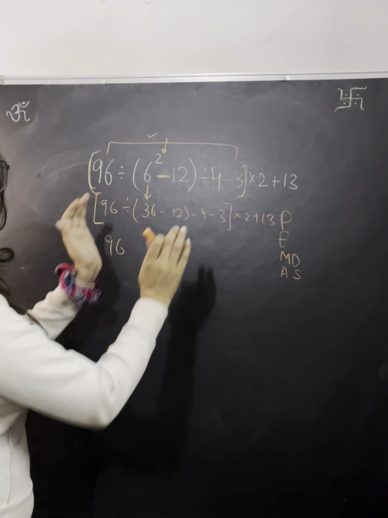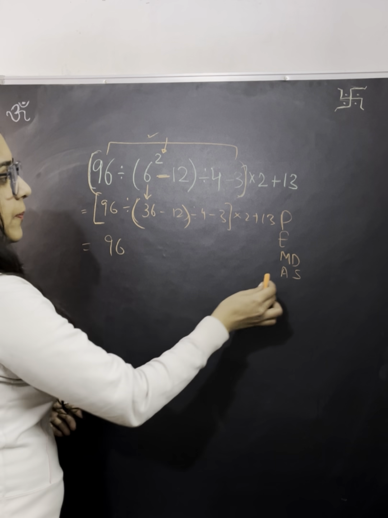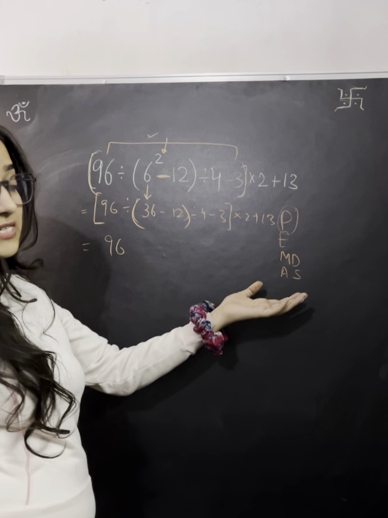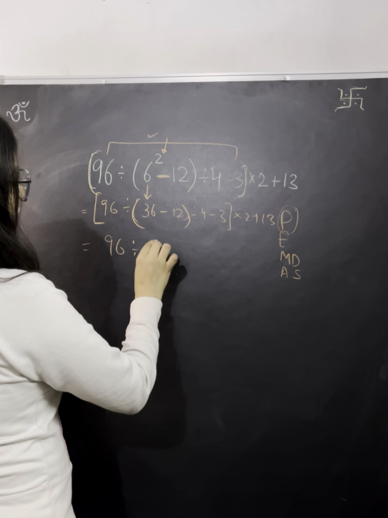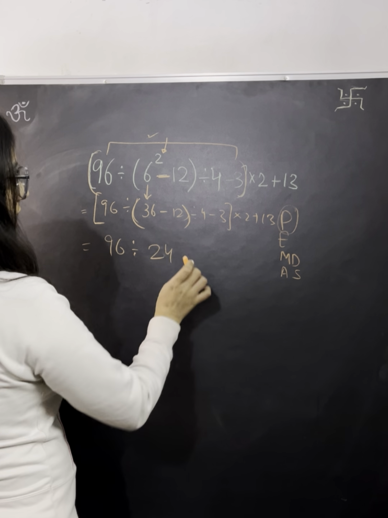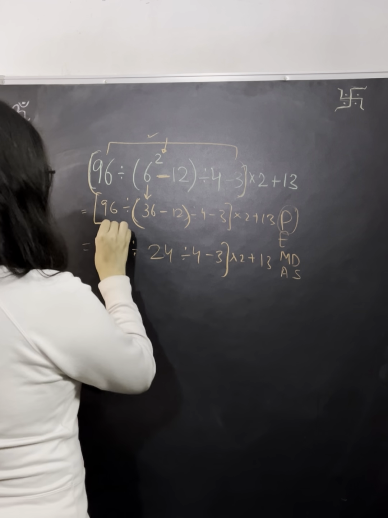Now here, because it's a bracket, I do not care if there is division or anything, right? Because the bracket would be solved first. Parenthesis, brackets, would be solved first. So 36 minus 12 is 24. And when you solve it, you open it, right? This minus 3, then times 2 plus 13 as it is, right?